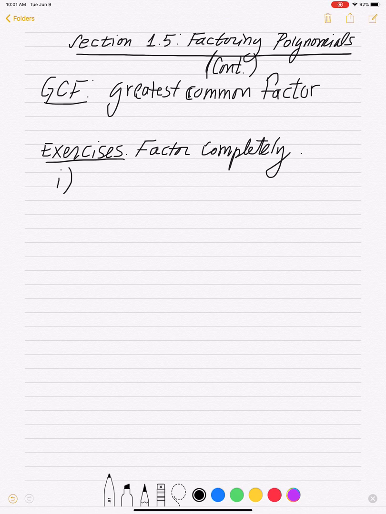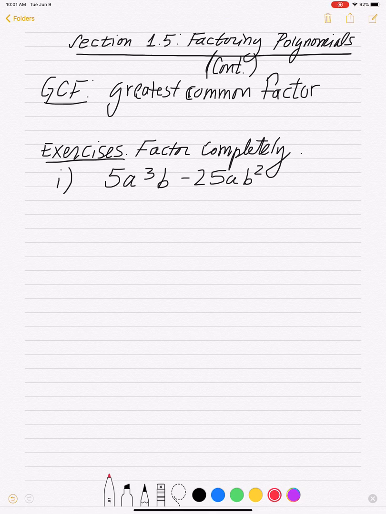So let's say we have the following: 5a cubed b minus 25ab squared. So I have an algebraic expression. Actually, I have a binomial, right? And what I want to do is factor out anything that's in common. I want to factor out the greatest thing that's in common between the two terms.